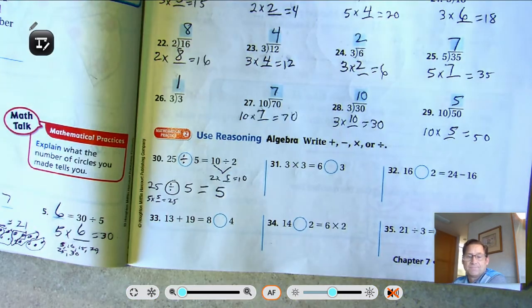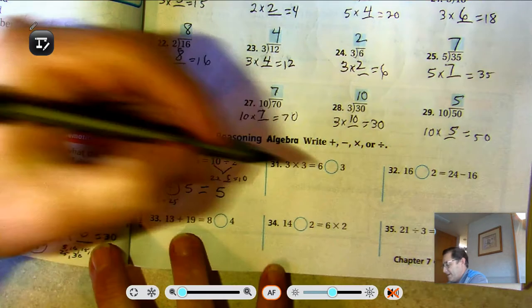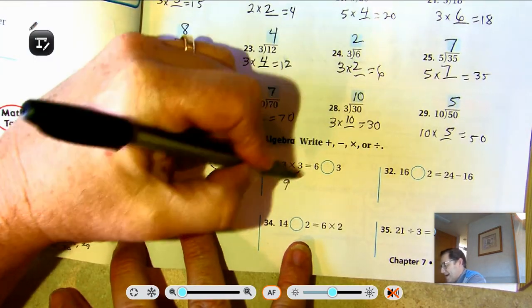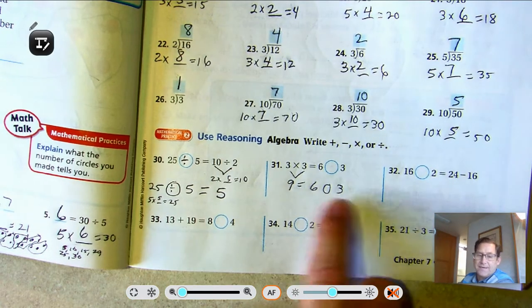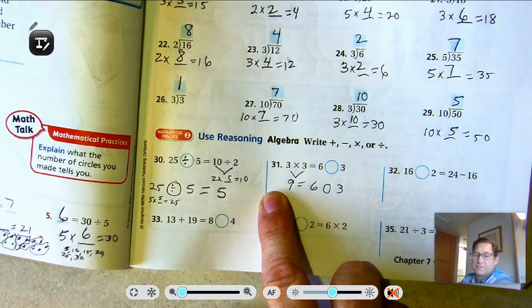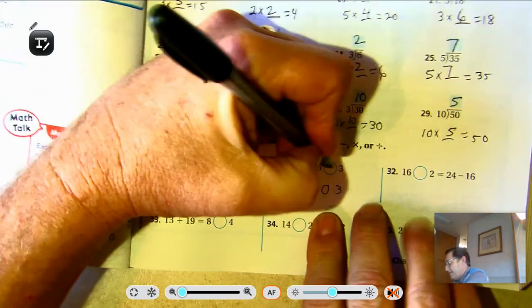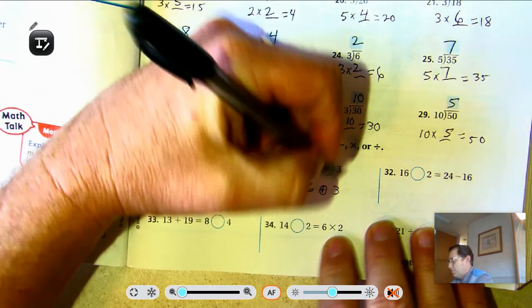we need to divide. 3 times 3 is 9. So what do we have to do with the 6 and 3 to get 9? 6 plus 3. 6 plus 3 is 9. All right.